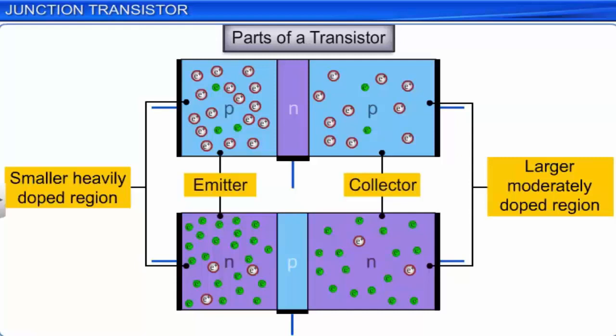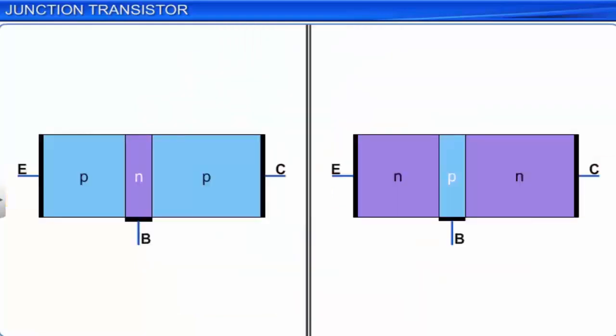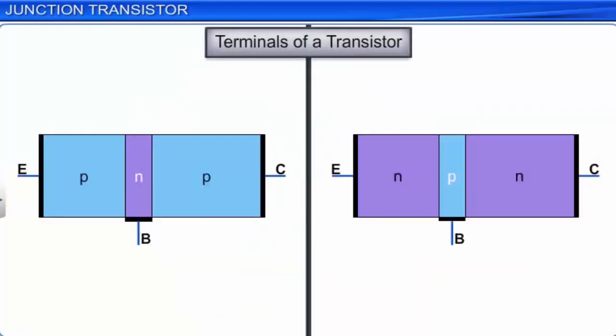Connecting terminals are provided for the emitter, the collector, and the base. Thus, a transistor is a three-terminal device. Suitable potential difference must be applied across both the p-n junctions to operate a transistor. This process is called biasing the transistor.